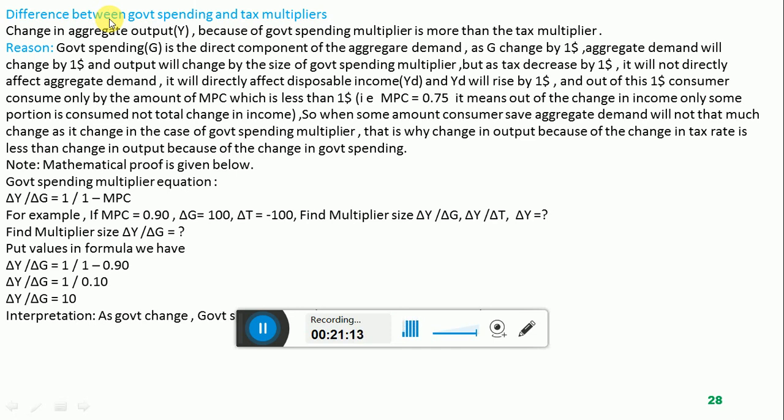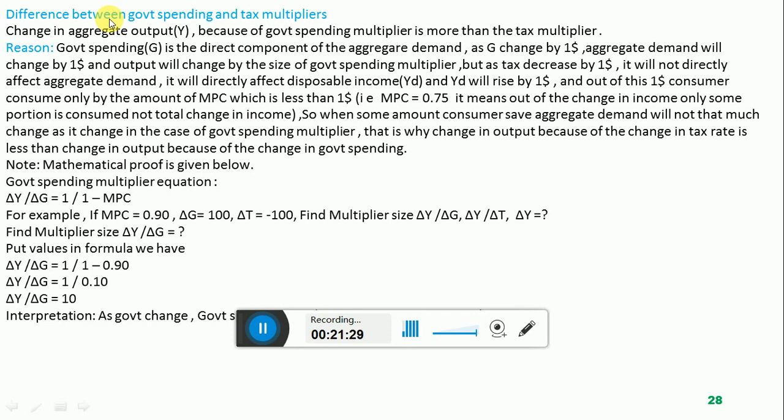The major difference is this: the change in aggregate output level because of the change in government spending G is more than the change in aggregate output level because of the change in tax rate.